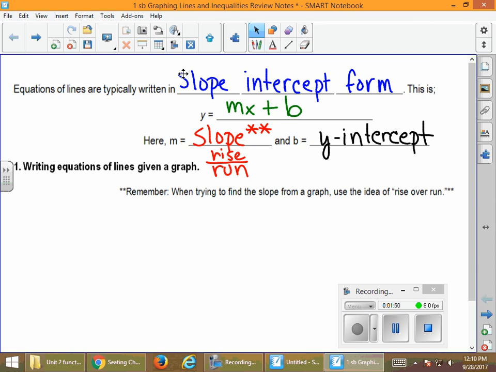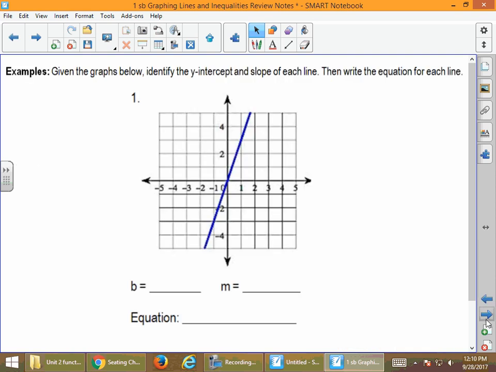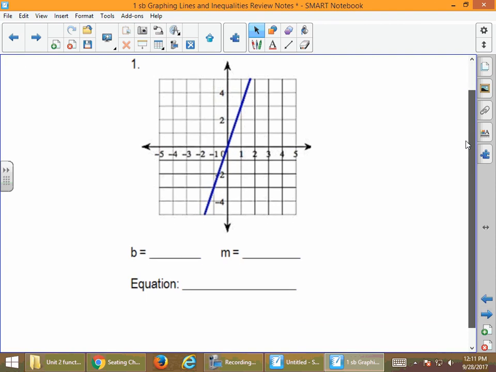And what we're going to start with today is writing equations of lines given the graph. So here's our first picture. Your pictures on your paper show up a little bit better than what they do up here on the smartboard. But when we're looking at the graph, we're going to identify the y-intercept and the slope of each line. Then we're going to write the equation for the line.